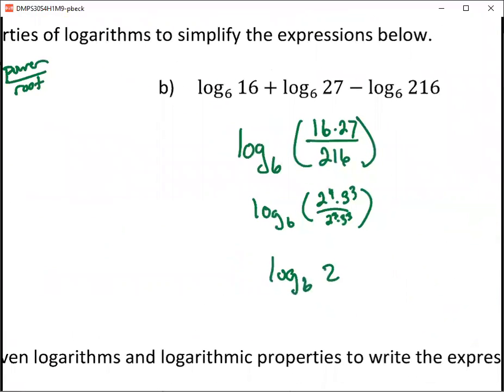For part B, I've turned this into one logarithm. I have 3 distinct terms, so I'm going to turn them into one logarithm. Where we have a positive term, we have that antilog in the numerator. This is a negative term, so that 216 goes in the denominator. This one right here is a positive term, so that goes in the numerator. And now I just went through some multiplications. Most students do this by calculator, which is okay. But in the end, we get log base 6 of 2.